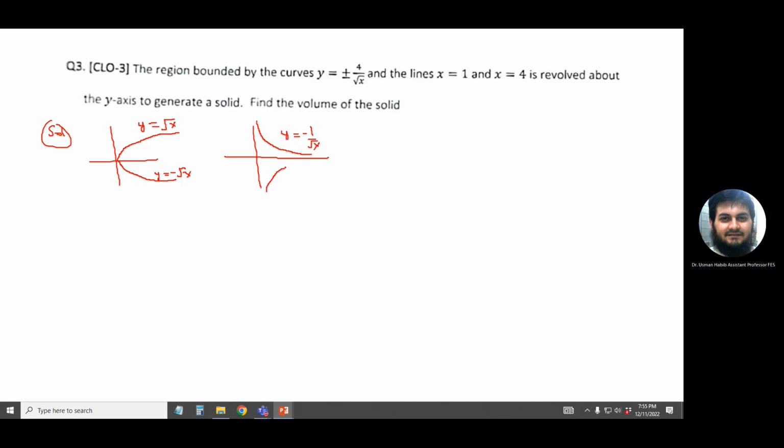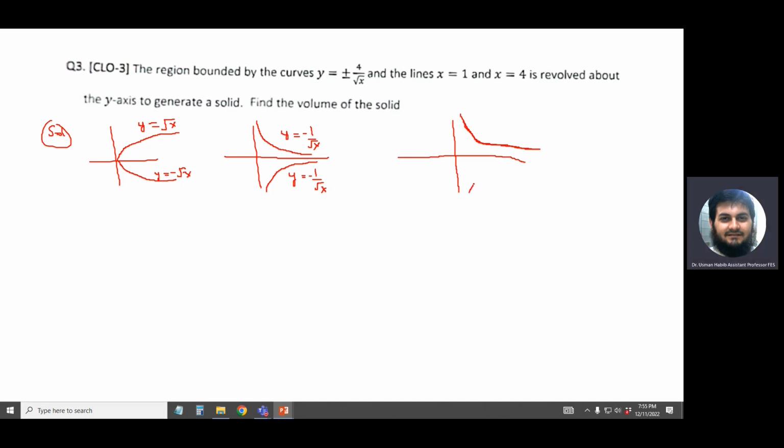And similarly, its mirror image about the x-axis, y equals to minus x. So the graph that we are looking for is 4 over under root x. So everything will be multiplied by 4 and that's it. Nothing else changes. The shape of the graph and everything will be the same. Sorry. So it will be something like this. And this one.